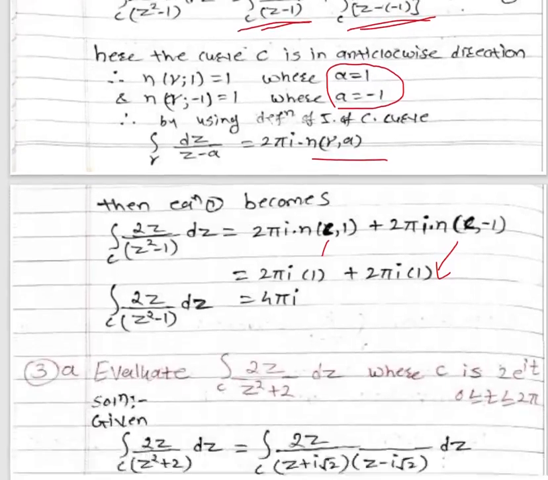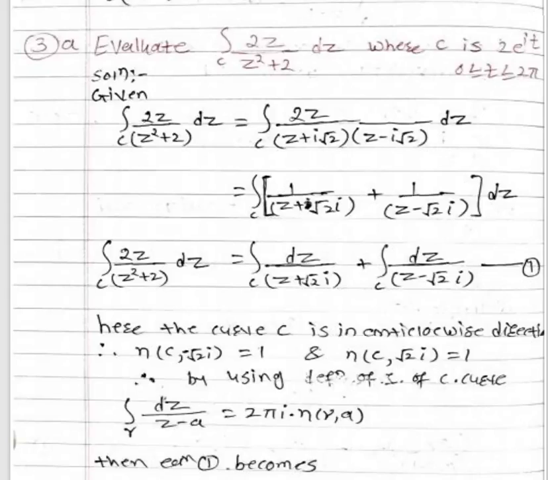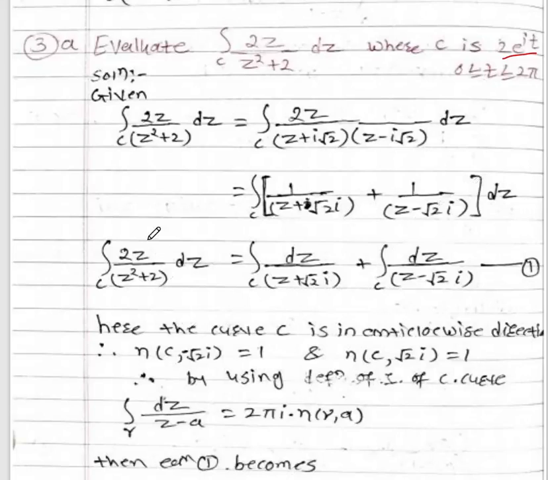Now we will solve the third example. What is the third example? Evaluate the integral of 2z upon z square plus 1 dz. Here the curve is given as C in the complex plane, where C is 2 e raised to power i t, t lies between 0 to 2 pi, which represents a circle whose center is 0 and radius is 2. So the given integral can be written in this form.